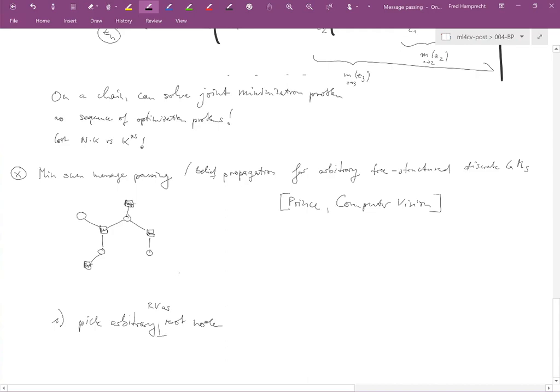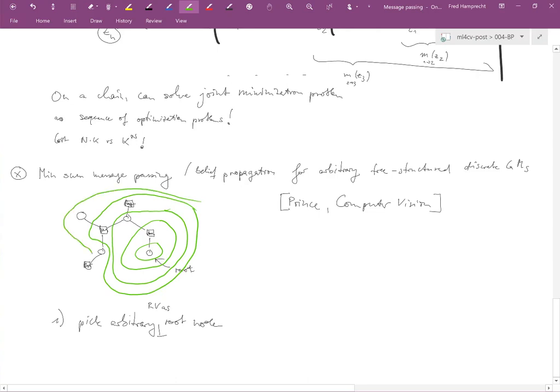I am now picking this one. Yeah? I'm calling this one root. Now I'm ordering all other nodes by their distance from the root. Let's say, so this is a distance of 1, distance of 2, distance of 3, distance of 4, distance of 5.